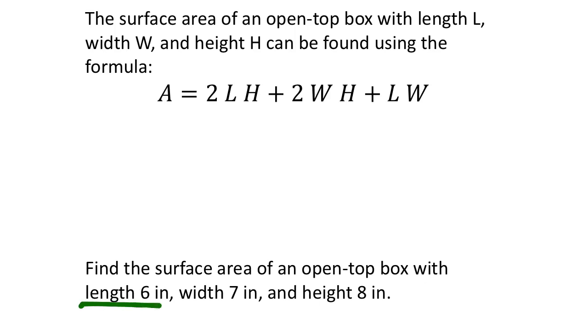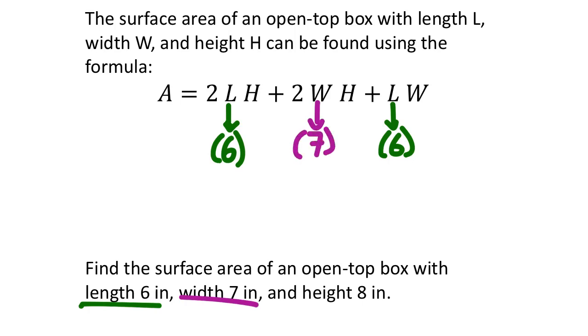So I'll start with the length being 6 inches right here. I'm going to go to my length and I'll replace any lengths I see with 6 inches. So there's a length and there's a length. Next up, we got width at 7 inches. So I find all my widths and replace those with 7 inches. So we got 2 right there. And then finally, the height of the box is 8 inches. So I find all the heights and replace those with 8 inches.